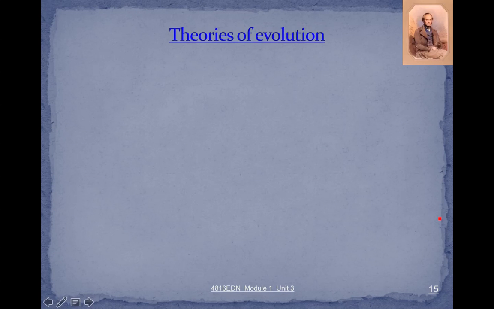So we're going to look at the theory of evolution and how those ideas have changed, and we're going to look at Darwinian evolution because that's our currently held view. It's just got a little hyperlink here.